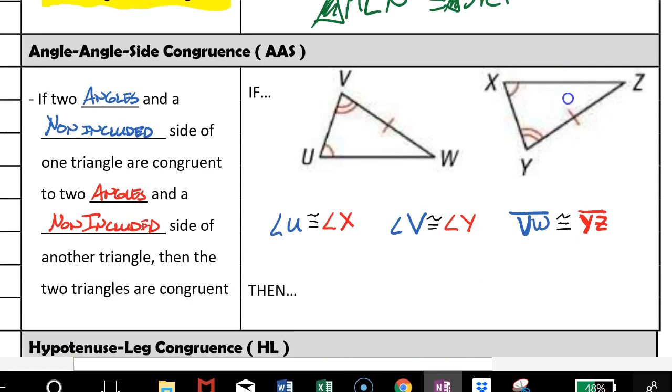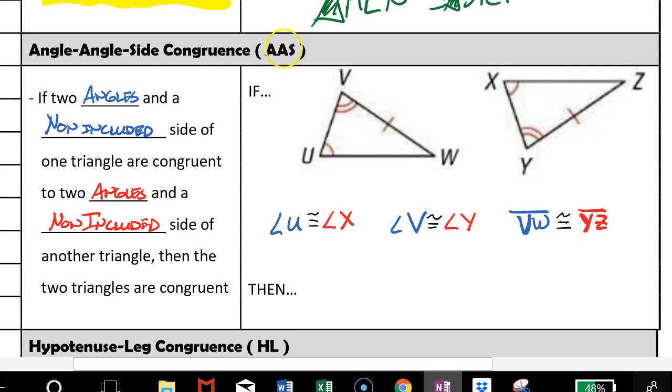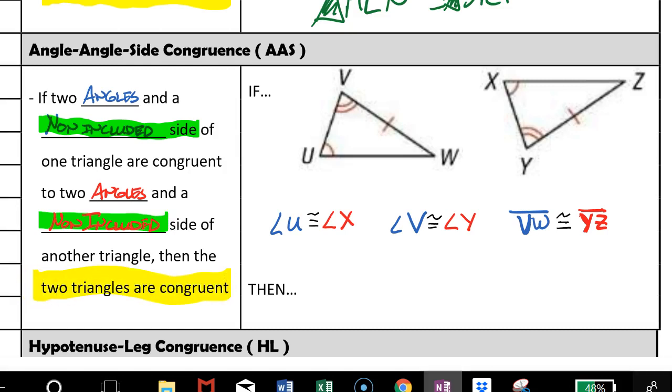The next triangle congruence is called angle, angle, side, or AAS, where we have 2 angles and a non-included side, and then 2 angles and a non-included side of another triangle. This also shows that the 2 triangles themselves are fully congruent. If we take a look here, we have angle U matched up with angle X. We also have angle V matched up with angle Y. And the side length that we have here is side VW paired up with YZ.